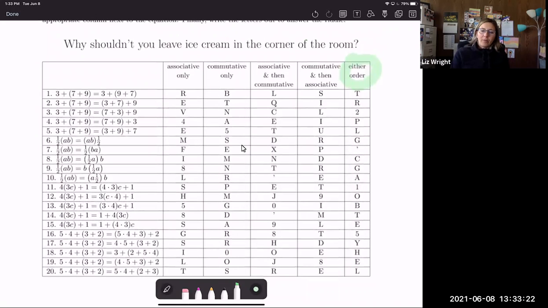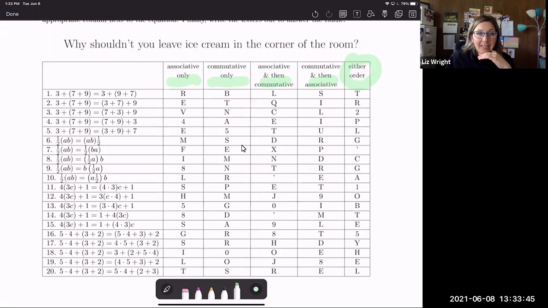So let me talk about the order part. If you notice in our labels up here, there's no distributive property, so you don't have to worry about distributive. What we're really focusing on this page is associative and commutative. Associative are the parentheses moving. Commutative are terms changing places, changing the order.